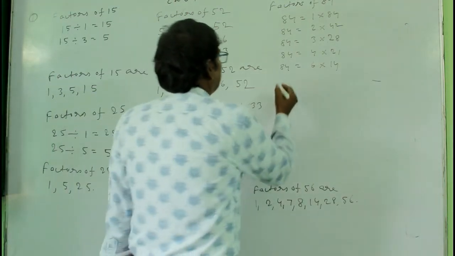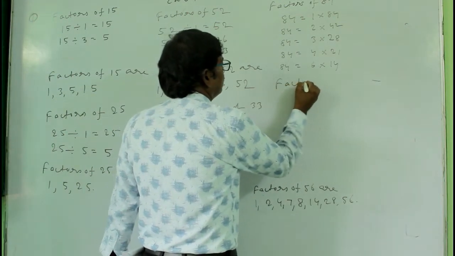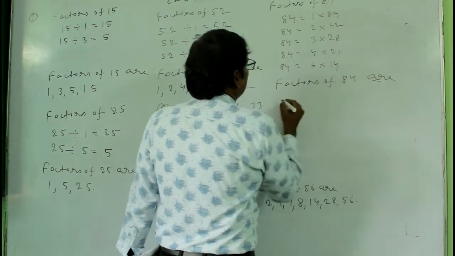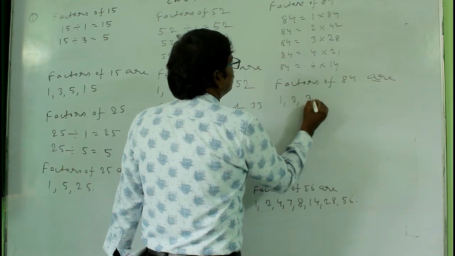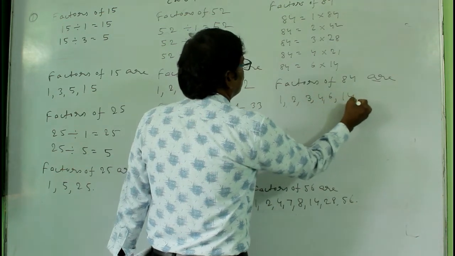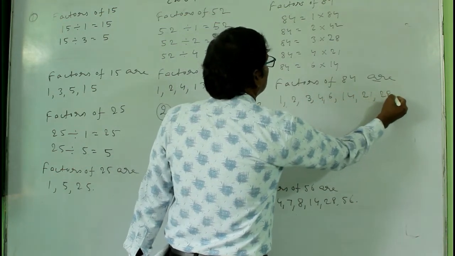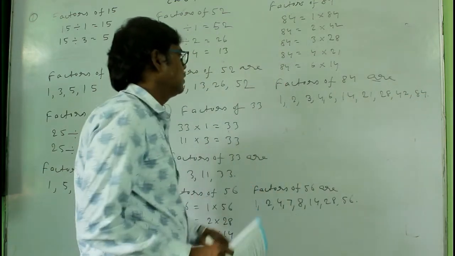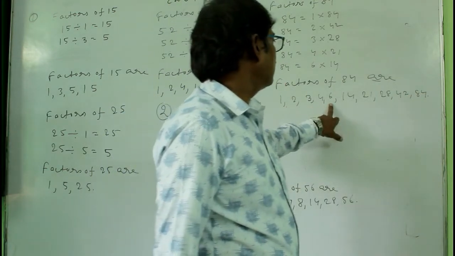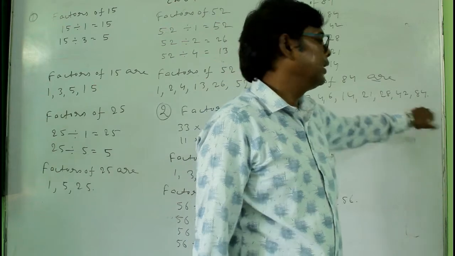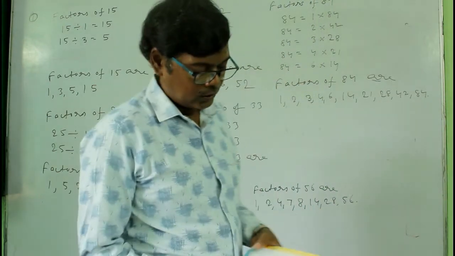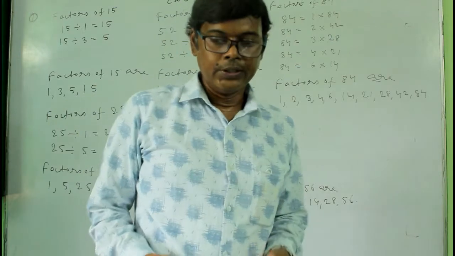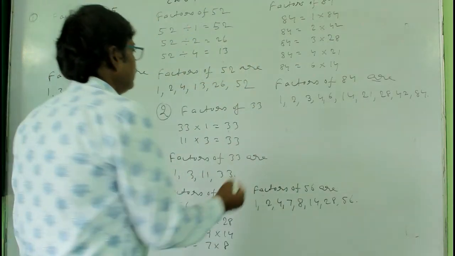So here the factors of 84 are 1, 2, 3, 4, 6, 14, 21, 28, 42 and 84. So these are the factors like 1, 2, 3, 4, 5, 6, 7, 8, 9, 10. Okay, there are 10 factors of this. Now the question number 3.